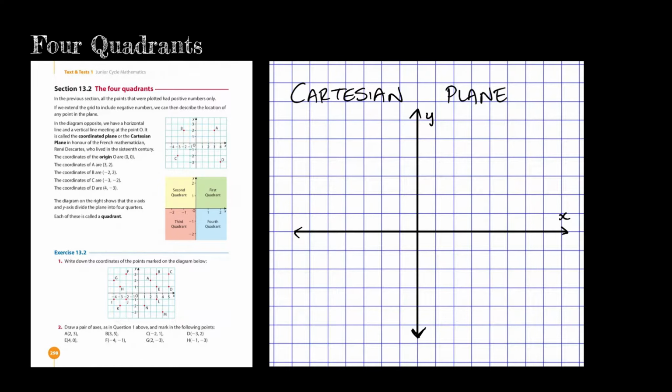So we call this the x-axis. I'll actually just put that in there. X-axis. Okay. And we call this the y-axis. Okay, so these are all just key points, right?